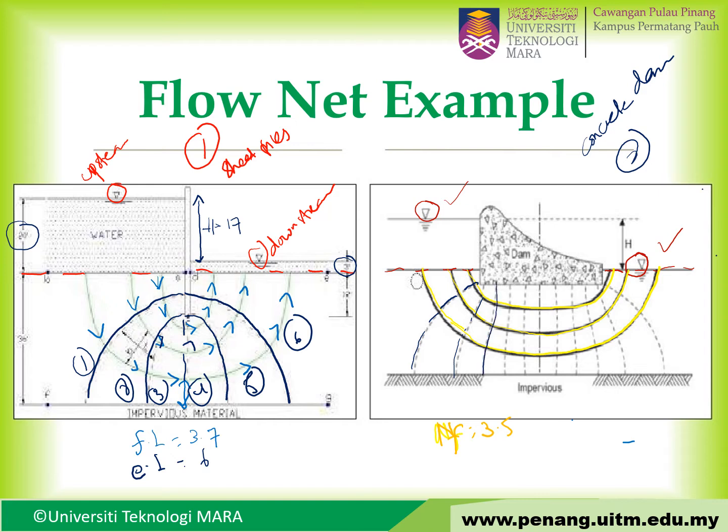This is the equipotential line. You have to draw it and make sure that this one is 90 degrees, and the size of the square should be square. You have to make sure this one is square. For this one, ND is 1, 2, 3, 4, 5, 6, 7, 8, 9, 10, 11, 12. So ND is 12.